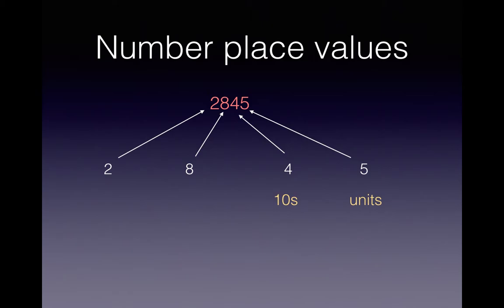The 8 is the number of hundreds. So we have 800, 4 tens, and 5 units. And then the 2 is the thousands. So our number is 2 thousands, 8 hundreds, 4 tens, and 5 units. All right, let's get into it.